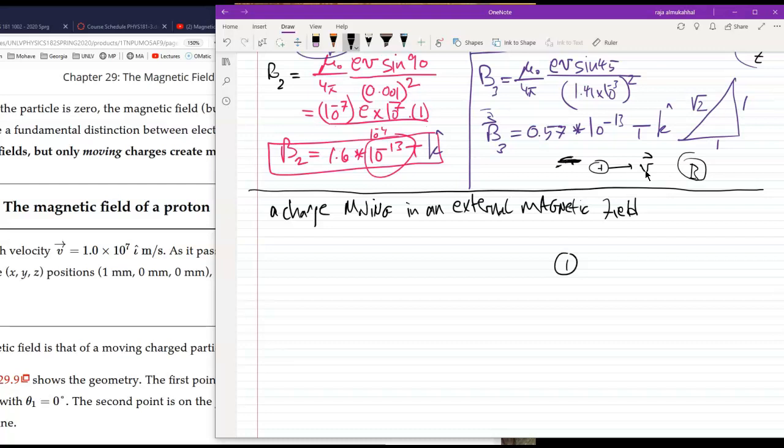Say, here is a charge, and it's moving. We're not talking about how much magnetic field it's going to generate. No. It's moving into a magnetic field, an external magnetic field, okay? So how the charge is going to behave when it moves through the magnetic field, that's what we're asking. And to do that, you have to use the right-hand rule to predict the force.